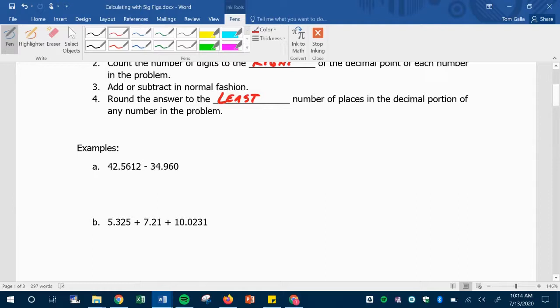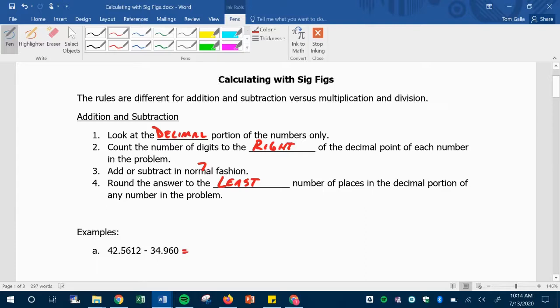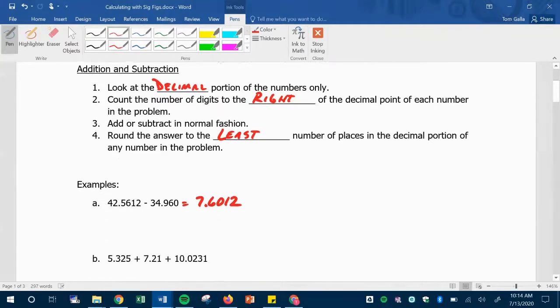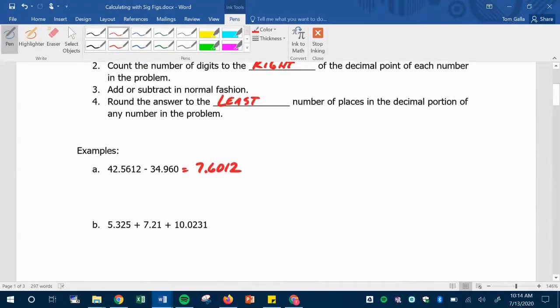So if we're looking at our first example here, we have 42.5612 minus 34.960. We plug this into our calculator just like normal, and when we do, we end up getting 7.6012.